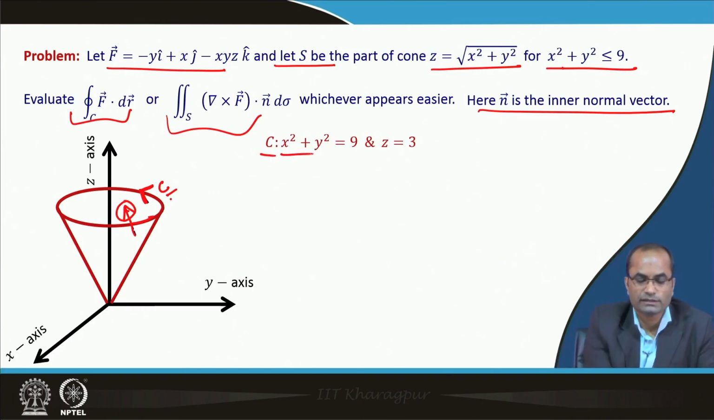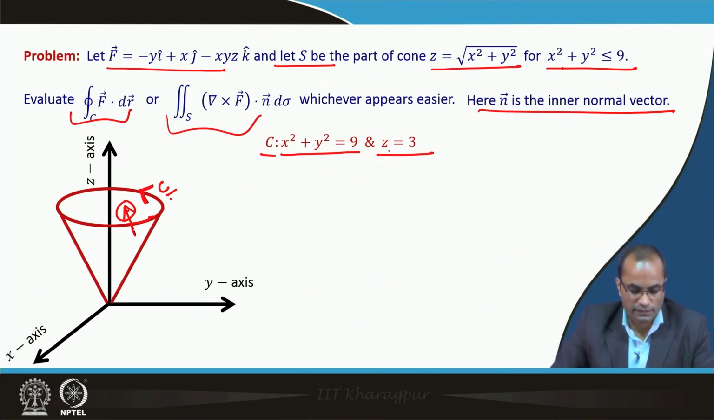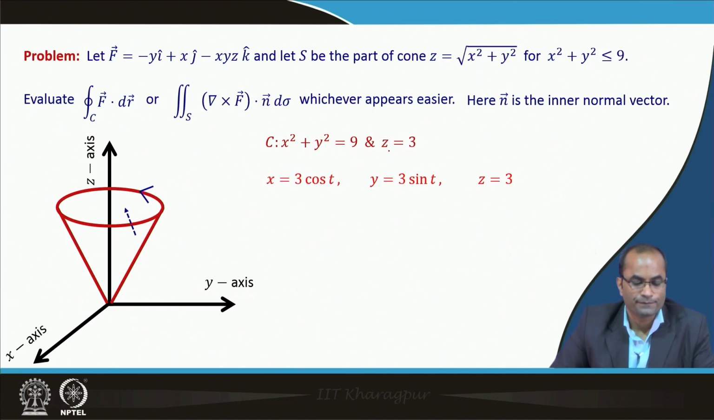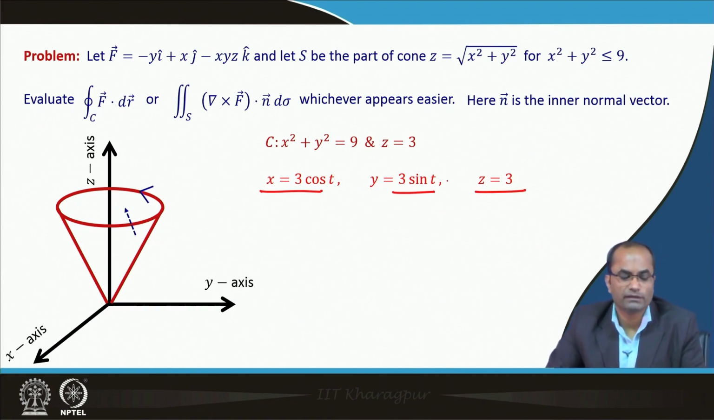So, the curve here is x square plus y square is equal to 9, in the plane z is equal to 3, that is the equation of the curve. So, that can be parameterized: x is equal to 3 cos t, y is equal to 3 sin t, and z is 3. Why are we parameterizing now?